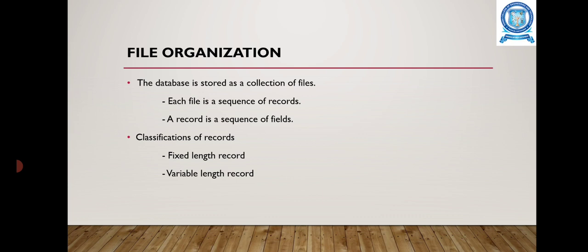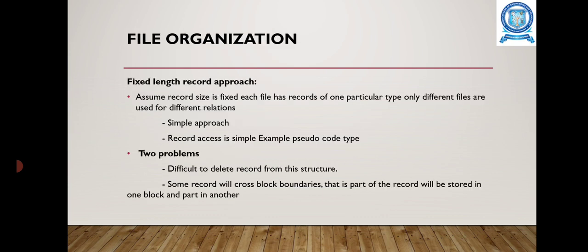Fixed length record means assume the record size is fixed. Each file has records of one particular type. Only different files are used for different relations. It is one of the simple approaches, and record access is simple. Example, pseudocode type.